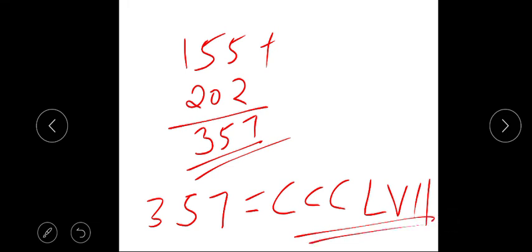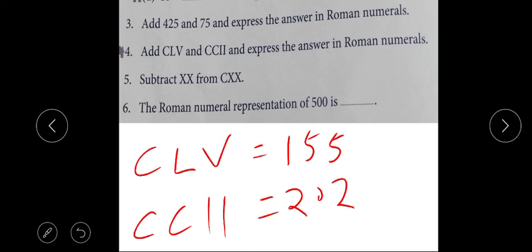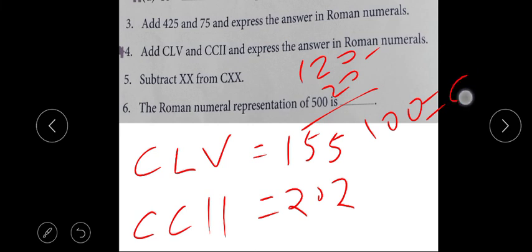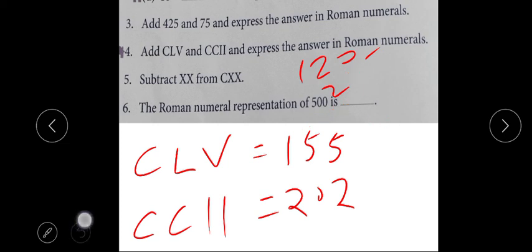So this is CCCLVII, 357. Let's do the next question. Subtract XX from CXX. XX is 10 plus 10, 20, and CXX is equal to 120. So subtract 20 from 120. 120 minus 20 is 100, and the symbol for 100 is C. L is 50, C is 100, D is 500. So the answer is C. It is a simple question, you can do it on your own.